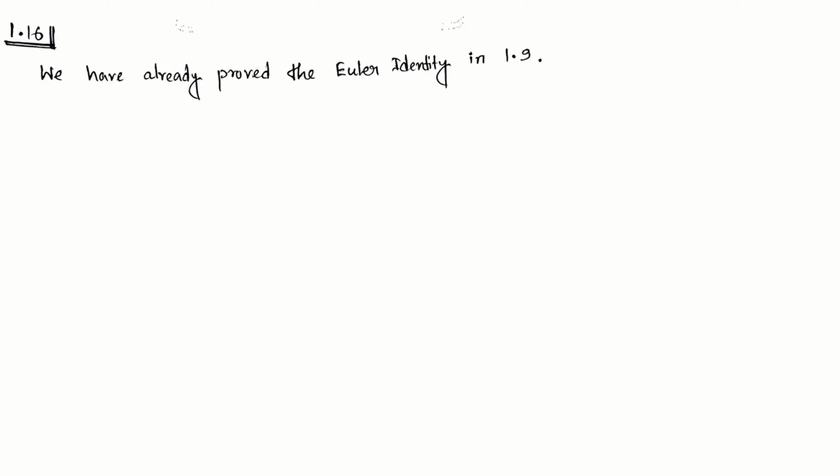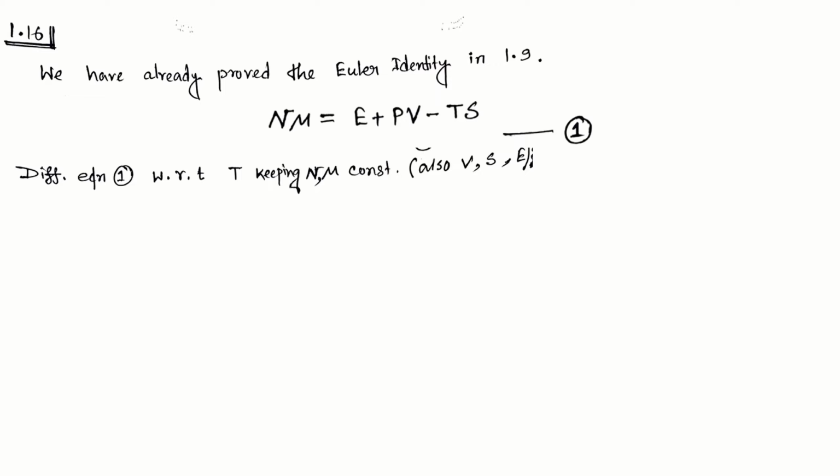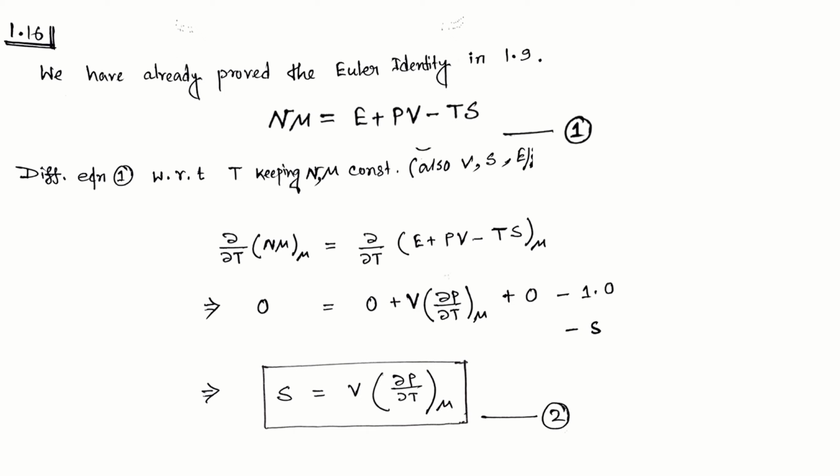We have already proved the Euler identity in 1.9, and this is the equation: mu n equals E plus PV minus TS. We just have to take the derivative by keeping one variable constant, and we can prove these two given equations. Let's see one by one. Differentiating equation 1 with respect to T, keeping mu constant, you can see we simply land on our desired equation.